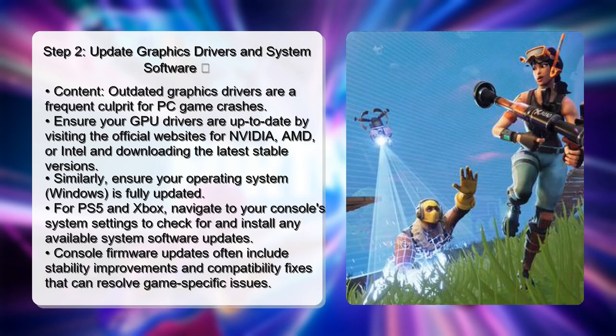Step 2. Update graphics drivers and system software. Outdated graphics drivers are a frequent culprit for game crashes. Ensure your graphics drivers are up to date by visiting the official websites for NVIDIA and/or Intel and downloading the latest stable versions. Similarly, ensure your operating system, Windows, is fully updated for glitches and bugs. Navigate to your console system settings to check for and install any available system software updates. Console firmware updates often include stability improvements and compatibility fixes that can resolve game-specific issues.